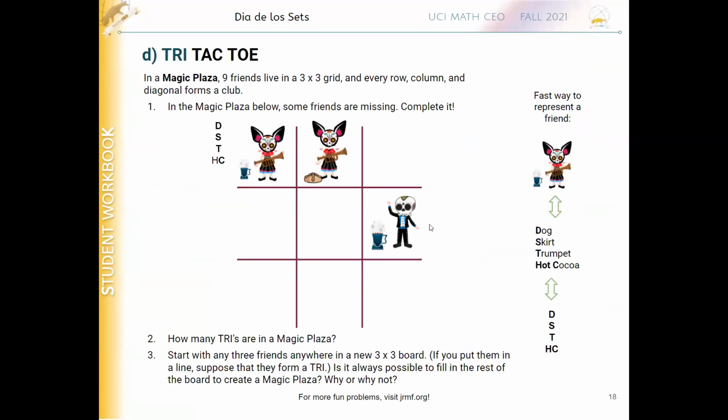And now let's talk about a puzzle that's deeper, which is the Magic Plaza or Trick-Tac-Toe. So we have a 3x3 grid, and we define a Magic Plaza as this set of 9 friends such that every row, every column, and every diagonal actually forms a tree or a club. Here we also say a club, but it's a tree. So some friends are missing here, and we ask students to complete this so that it's a plaza.